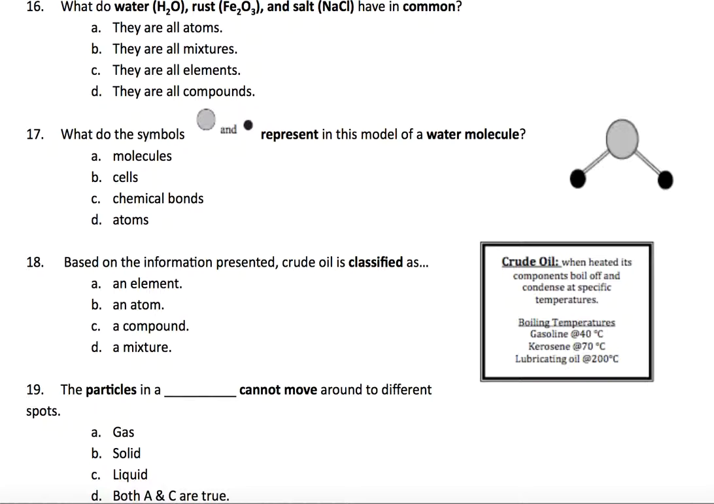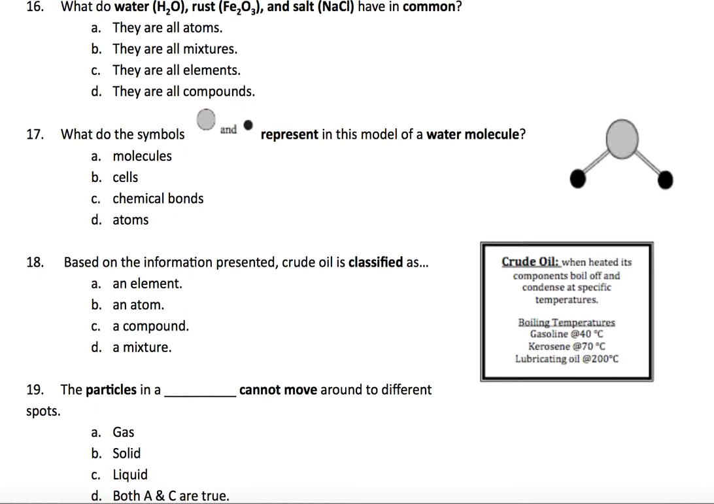Question 16. What do water, rust, and salt have in common? A, they are all atoms. B, they are all mixtures. C, they are all elements. D, they are all compounds. Question 17. What do the symbols of the bigger gray circle and small black circle represent in this model of a water molecule? A, molecules, B, cells, C, chemical bonds, D, atoms.